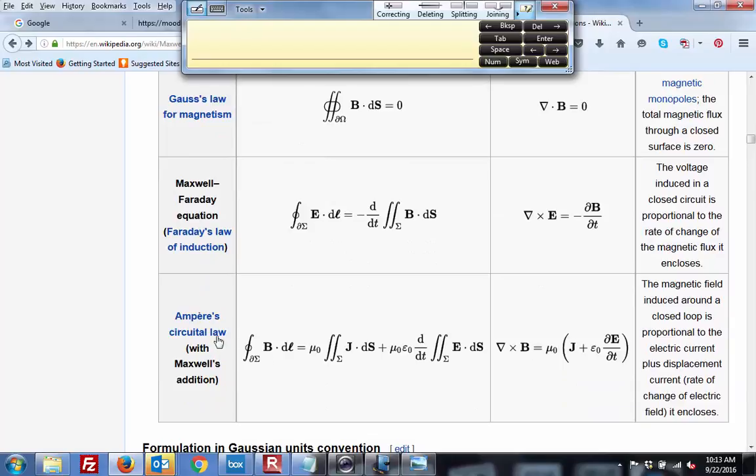Actually, I beg your pardon. Ampere's Law was well known. This fourth equation was really Maxwell's contribution to tie these other things together. This one just says that as the magnetic field flows around a wire where electric charge is moving back and forth through it, it's going to be proportional.